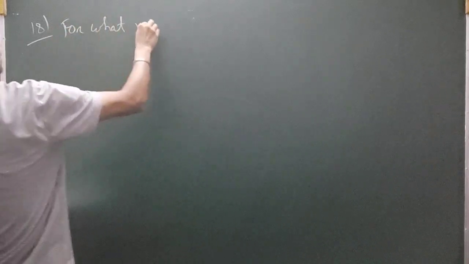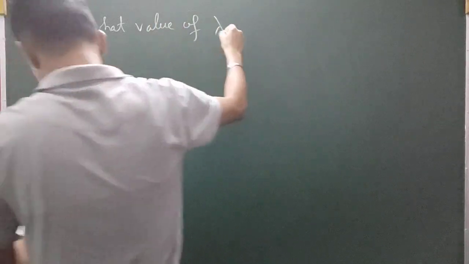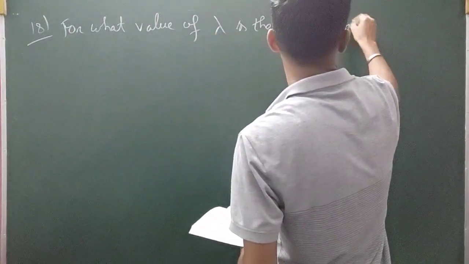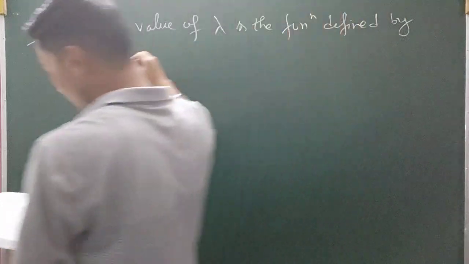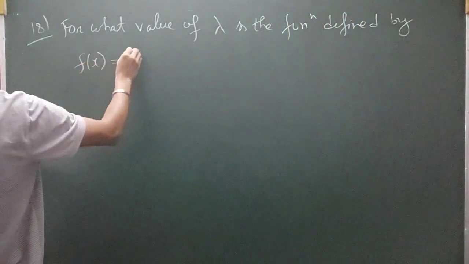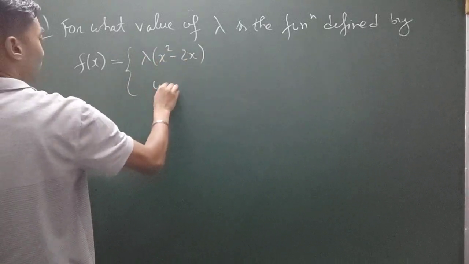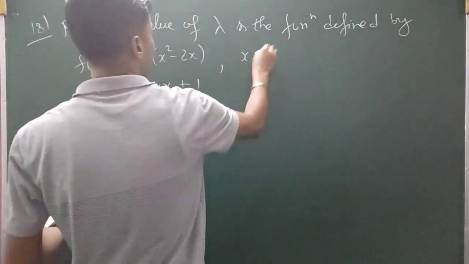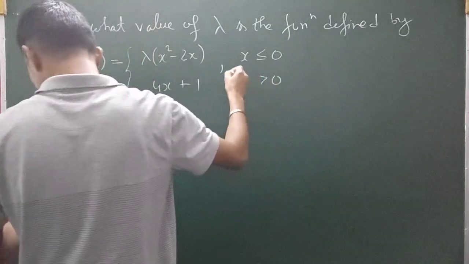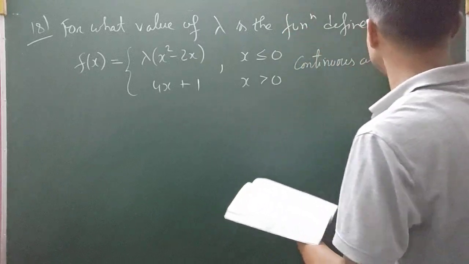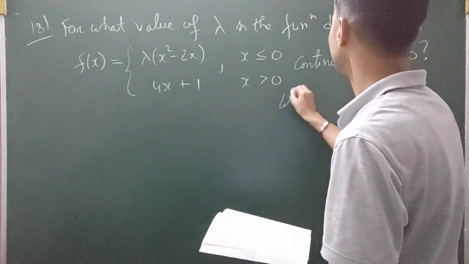Question 18. For what value of lambda is the function defined by f of x equal to lambda x square minus 2x for x less than 0, and 4x plus 1 for x greater than 0, continuous at x equal to 0? After that, I'm just writing it here.